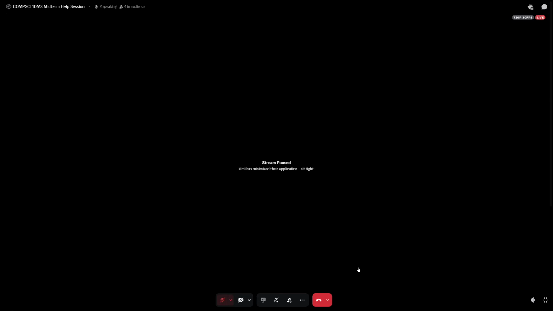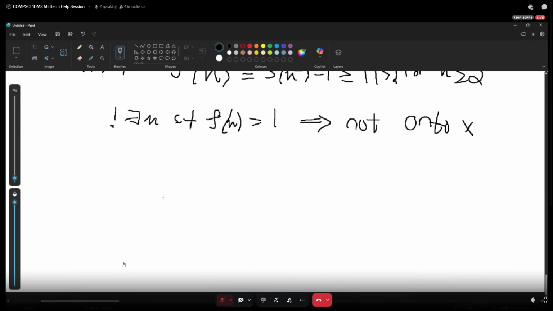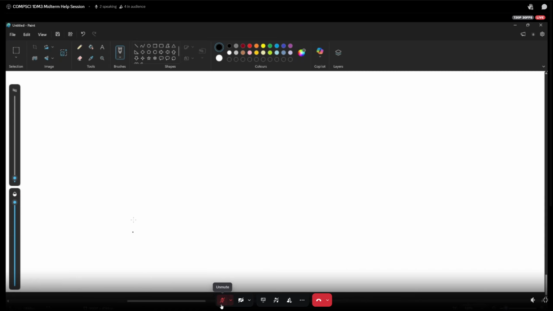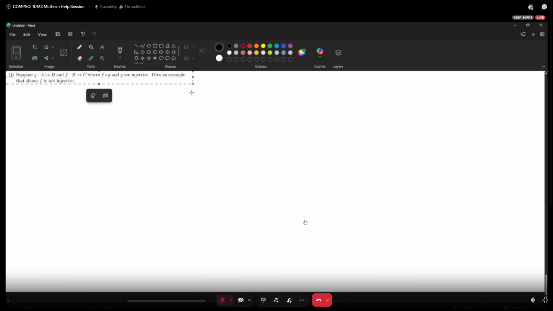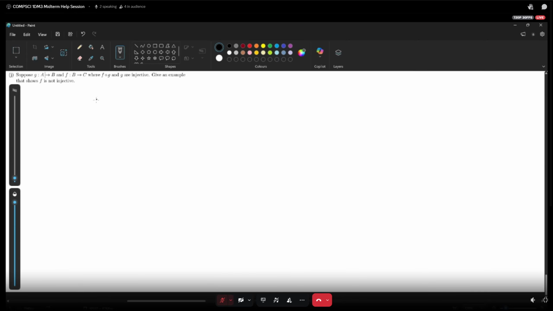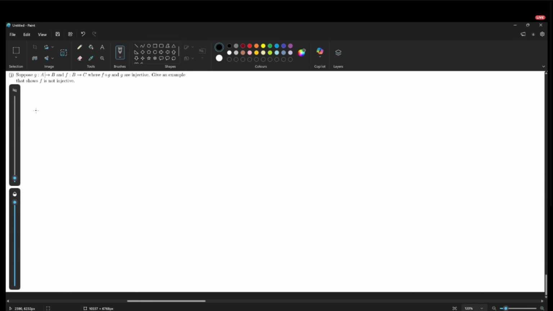There's J here. Okay, so J here, which is: suppose that G is a map from A to B, F is a map from B to C, F composed with G and G are both injective. Give an example that shows F is not injective.